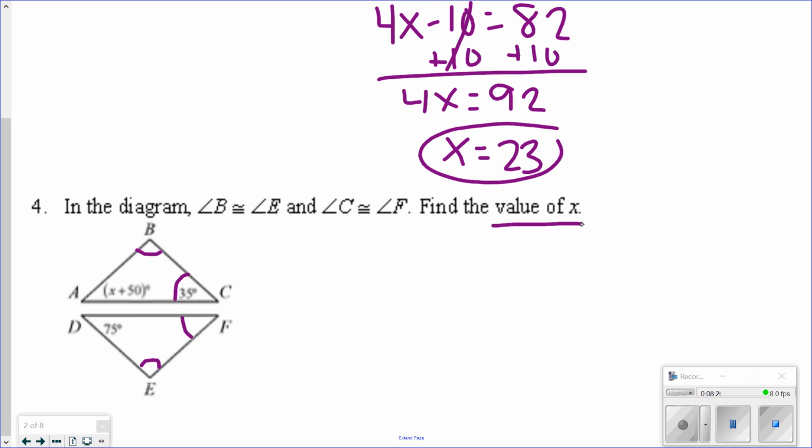Now I'm going to apologize that our figure's a little blurry, but we do then know by looking at this figure that angle A and angle D are congruent. So if they're congruent, they are the same measure. So I'm going to set those two equal to each other. So angle A is really equal to x plus 50. And angle D is equal to 75. So if I subtract 50 from each side, this means that x is equal to 25.